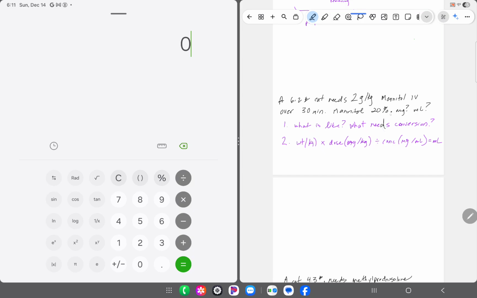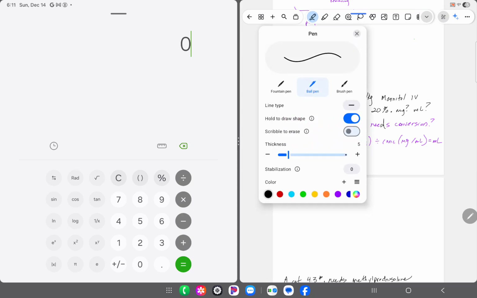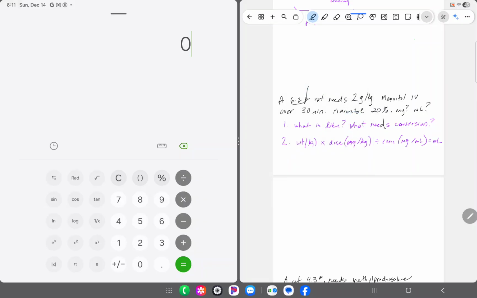Well, we already know that 6.2 pounds, we never do pounds. Let's get a new color here. Here we go. 6.2 pounds needs to be converted by 2.2, and that will get us 2.8181. Oh my goodness, it keeps going.